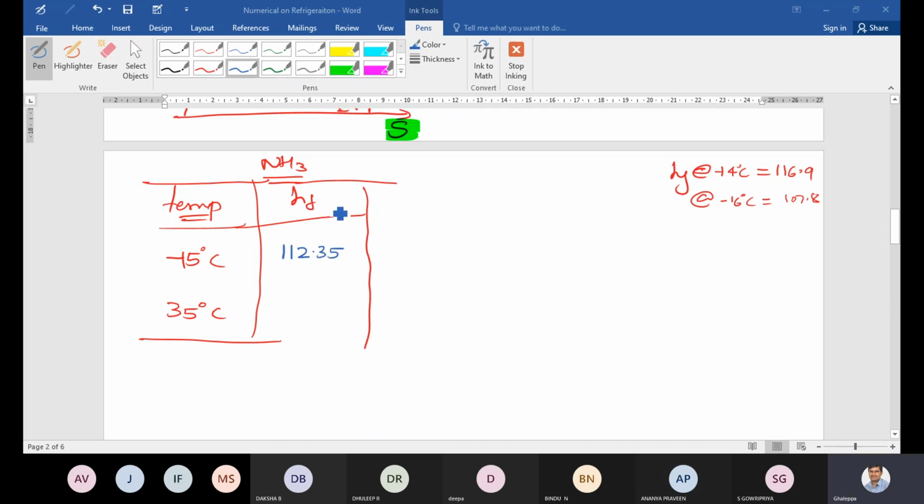Still, I am not writing H1, H2, H3. I am just noting down the values from the thermodynamic data handbook. Out of this table, some values I need, so I will take them later when substituting in the formula. And tell me HFG from the same table at minus 15 degrees Celsius.